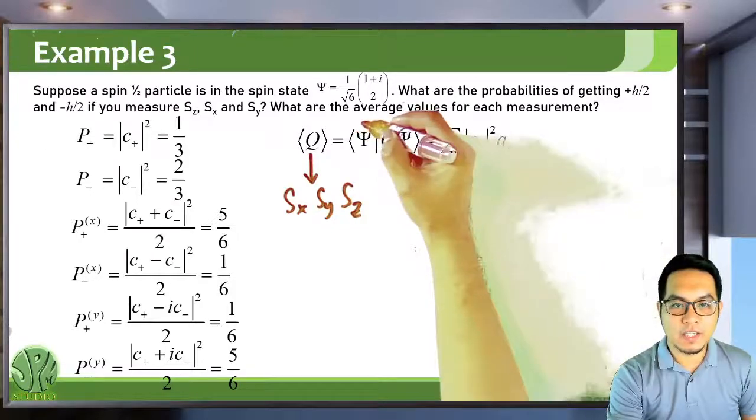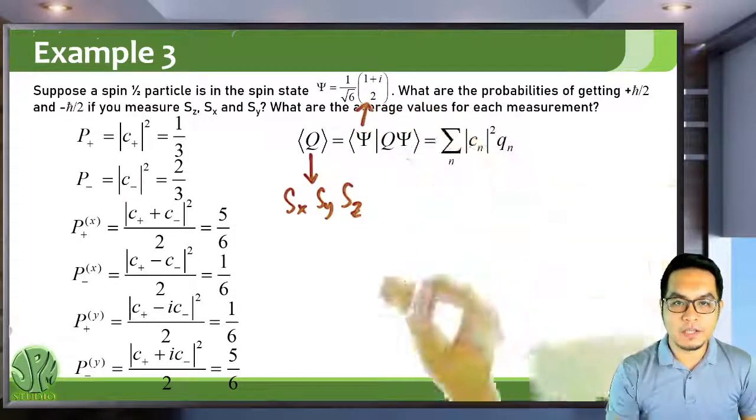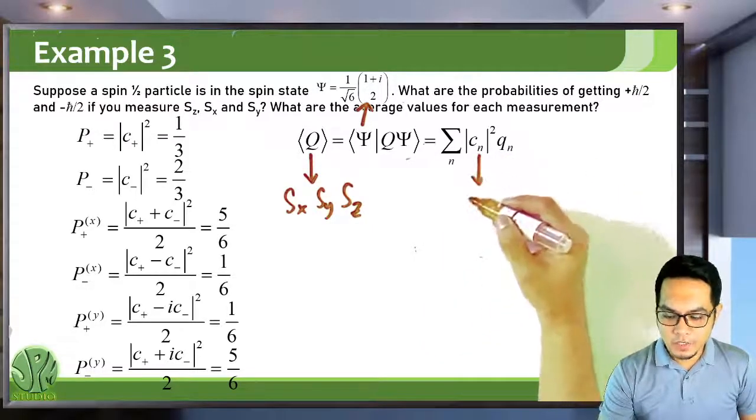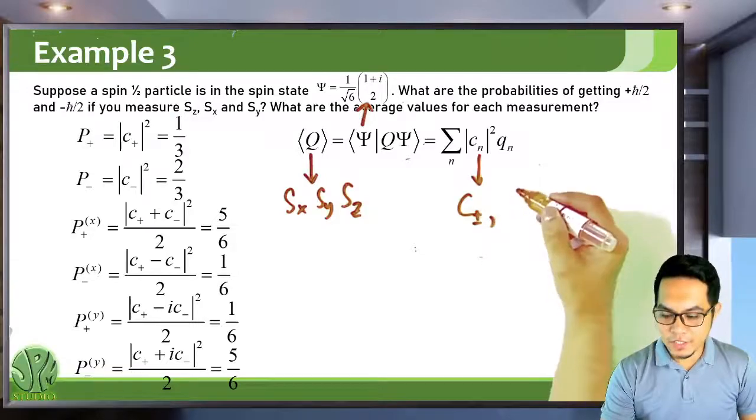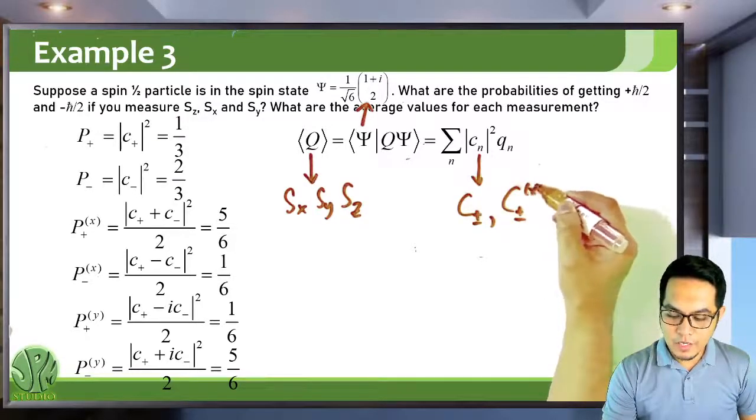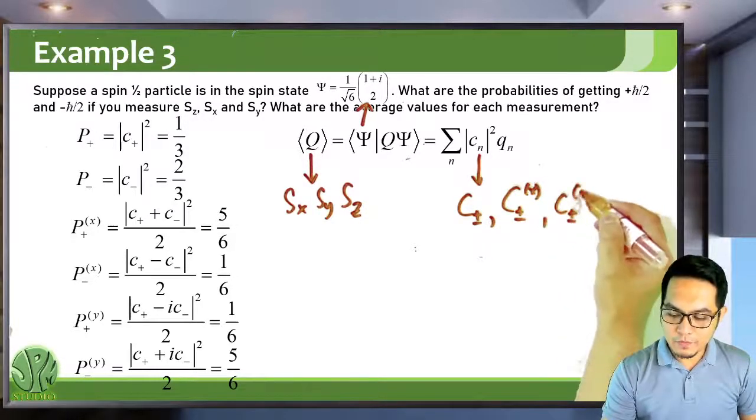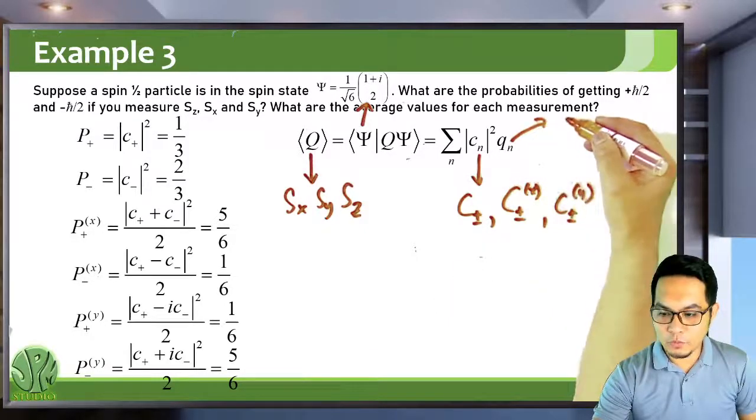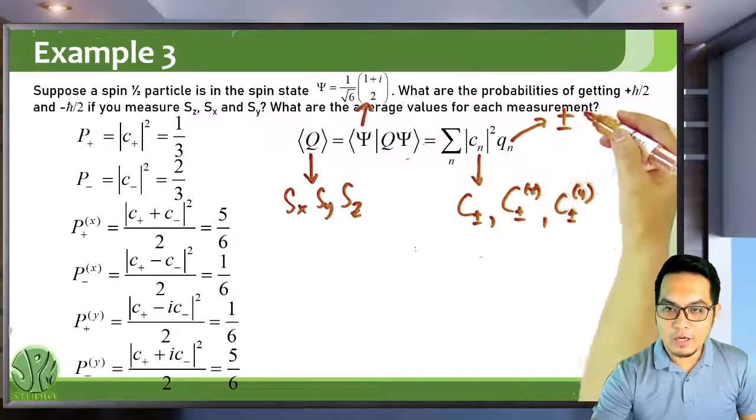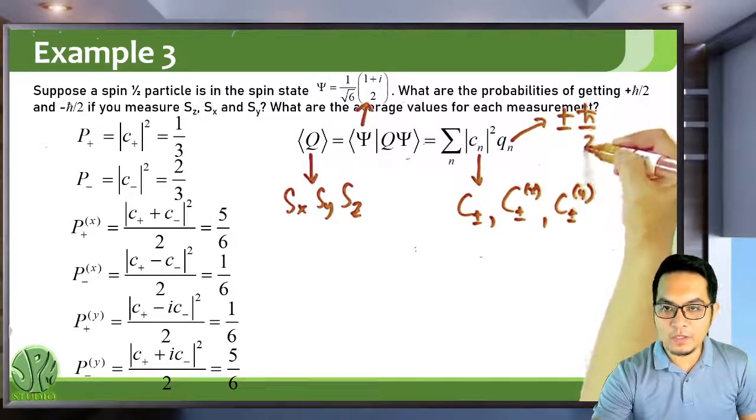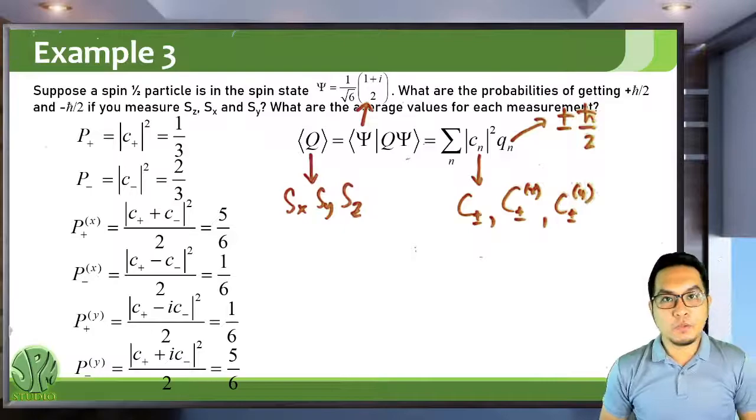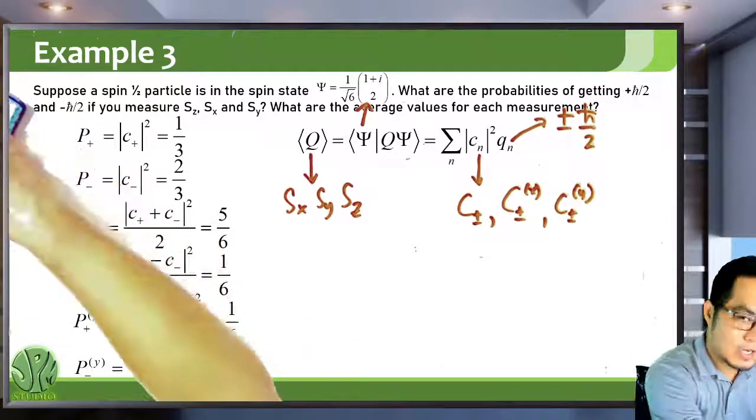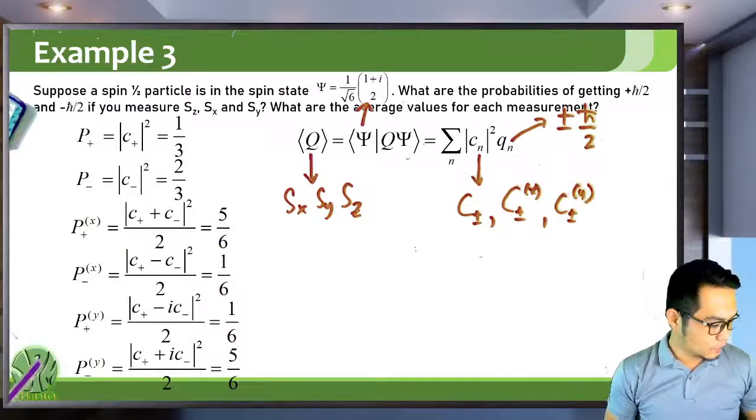Our spin state is given. That one is our spin state psi. And our Cn's here are the C plus and minus for Sz, C plus and minus for Sx, and the C plus and minus for Sy. And the Qn's here are just two values. They all have the same values, plus and minus h bar over 2. So you can do two equations. I'm just gonna solve one, and I will leave the rest to you.